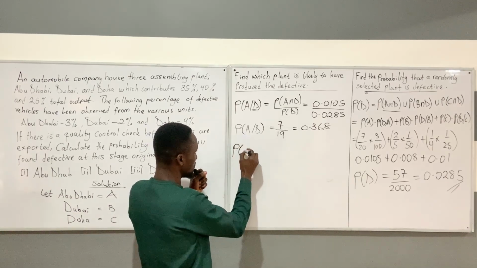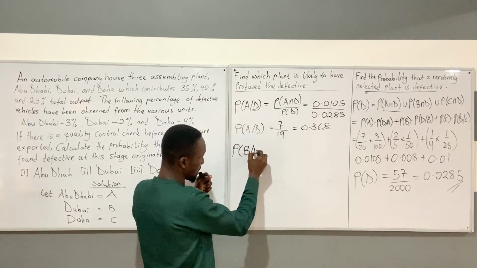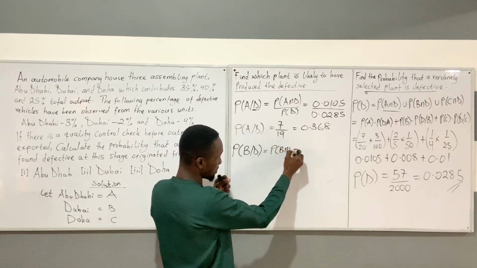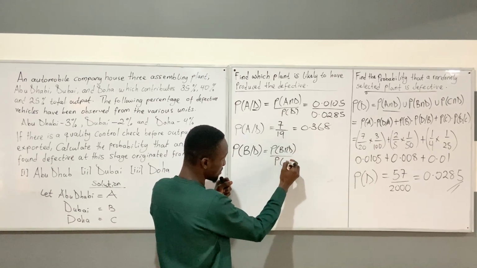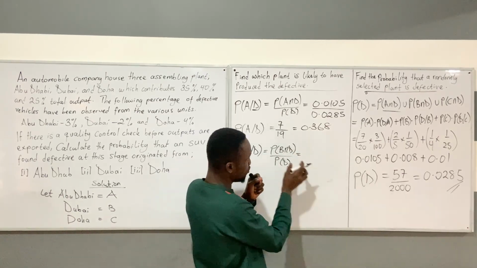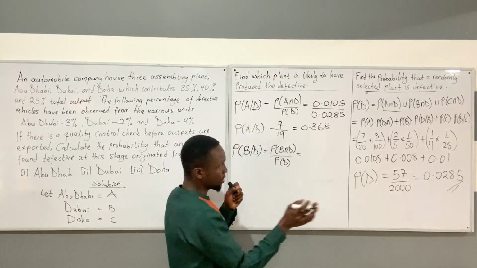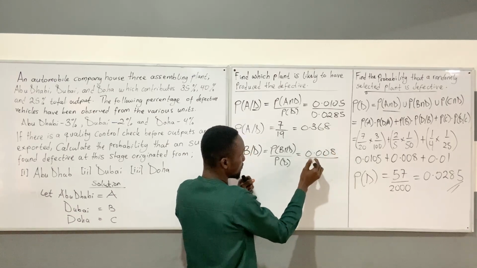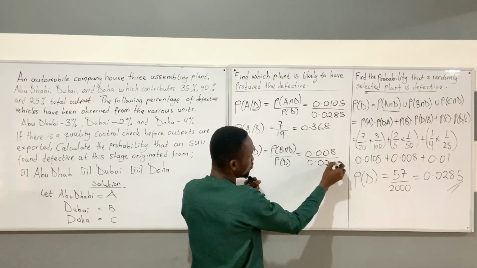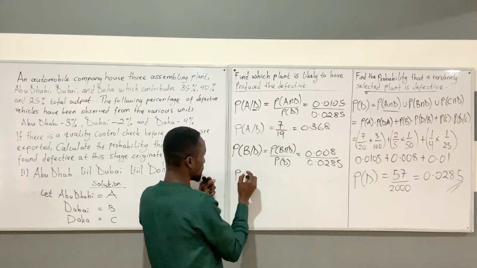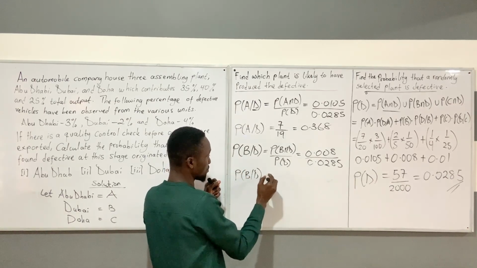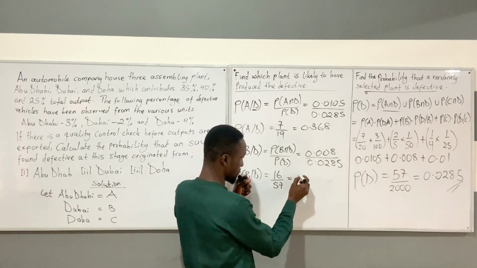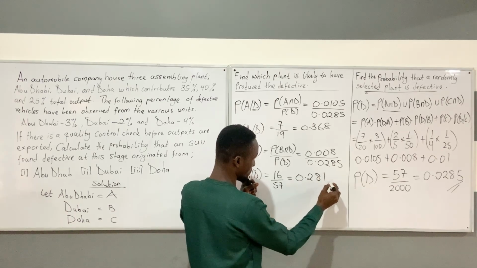So the probability of plant B, given that D has occurred, is going to give us P of B intersection D out of the probability of what? D. When we do this, we know the event B and D occurring together is 0.008. So 0.008 dividing 0.0285. So the probability of B as D has occurred is giving us 16 over 57, which is the same as 0.281.